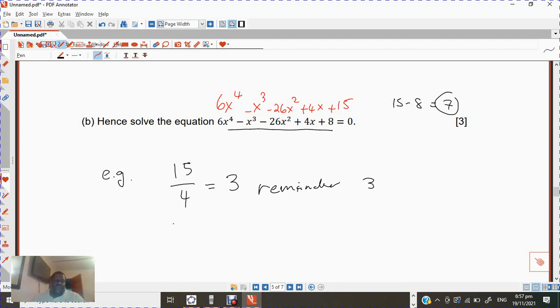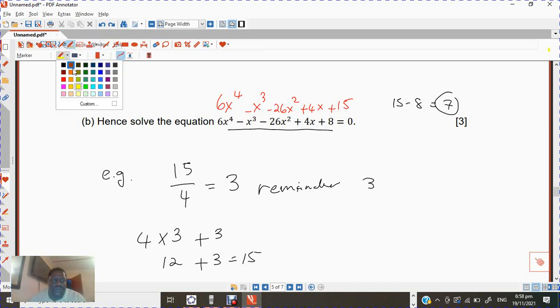Now, in order for you to get the 15 back, you will say 4 times 3, which is 12, and then you add the remainder. Then you get that 15 like what we had originally. But now the remainder is taken away. If I take the remainder away, I'm going to get rid of the remainder.